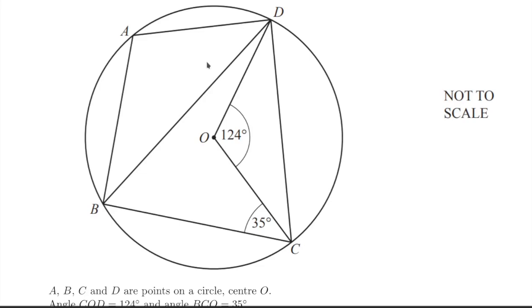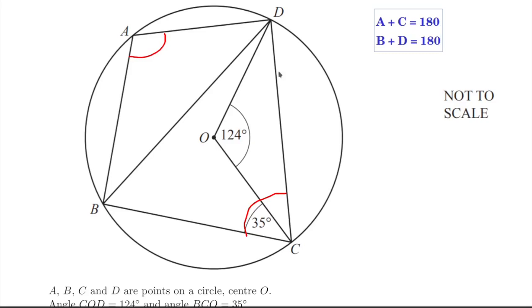The theorem we've learned concerning a cyclic quadrilateral is that its opposite angles add up to 180. This angle plus this one should give me 180 degrees. Angle A plus angle C should give me 180. Similarly, angle B plus angle D should give me 180 degrees. What's the reason for that? The reason is those are opposite angles of a cyclic quadrilateral.